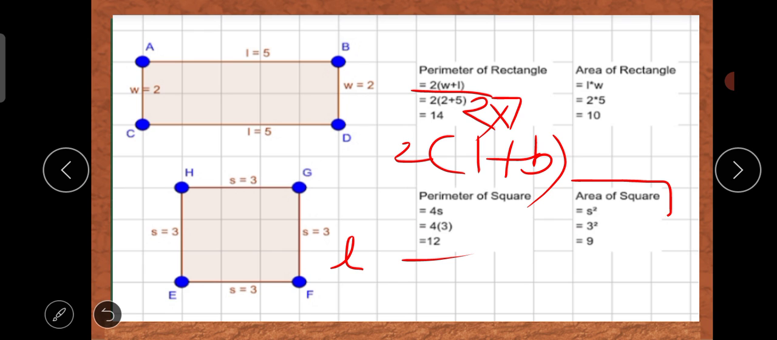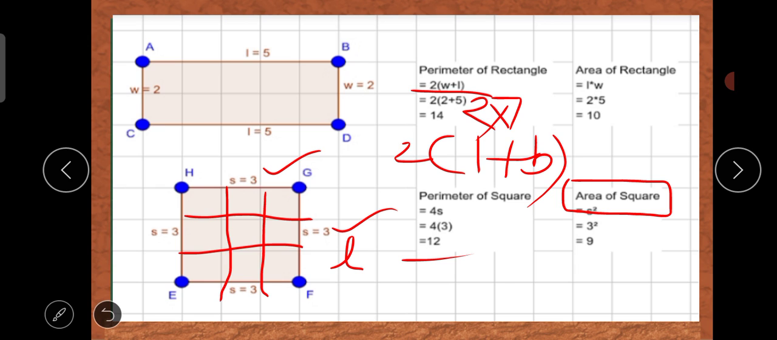Now next, about the square. When finding the area of a square, we know that all sides are equal in length. If you know one side, suppose this side is 3, then this side will also be 3. When finding the area, we multiply the sides. So the formula is side into side. Here the side given is 3, so 3 into 3 is 9. If one box here is 1 square centimeter, then by multiplying we come to know there are 9 parts.